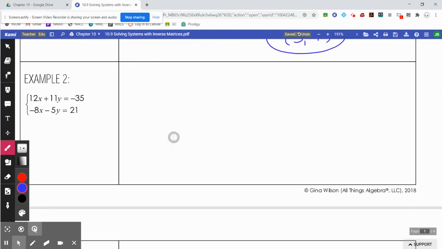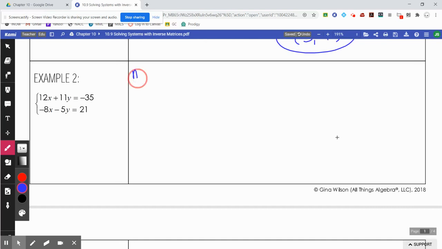Second example. Again, matrix A is going to be your coefficient matrix 12, 11, negative 8, and negative 5. And I'm going to go ahead and find A inverse. The way that you find A inverse is you do 1 over the determinant. The determinant is down minus up. That's going to be negative 60 minus negative 88, which will be negative 60 plus 88, which is 28. And then times, we flip-flop these two. That's going to be a negative 5 here and a 12 here. Make the other two negative. That's a positive 8 and a negative 11.